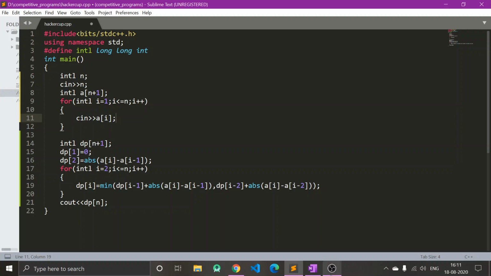It will get submitted. I am not going to submit it. Please type this on your own or understand what is going to happen here. I think it will, because we are using one-based indexing in the array. Yeah, so it will get accepted.